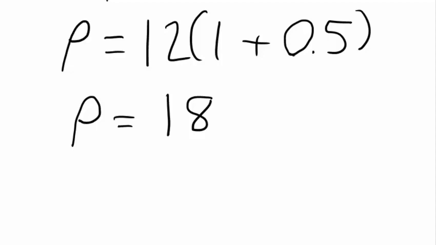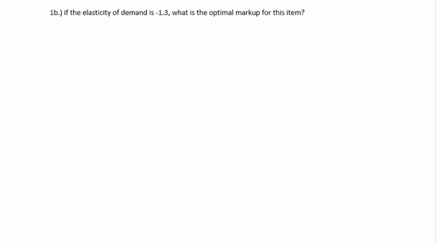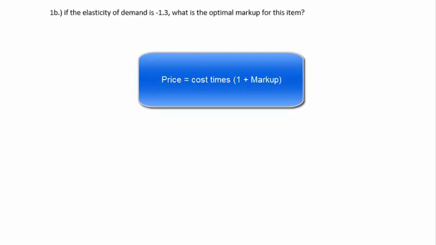Now for part B, we have if the elasticity of demand is negative 1.3, what is the optimal markup for this item? So with the formula that we used before of price equals cost times 1 plus m, or the markup, this doesn't take into account consumer demand. It only takes into account whatever markup we want to use, which could be detrimental to our sales.